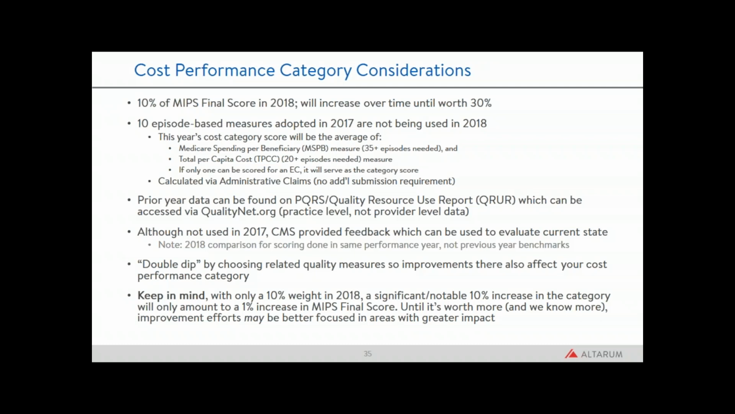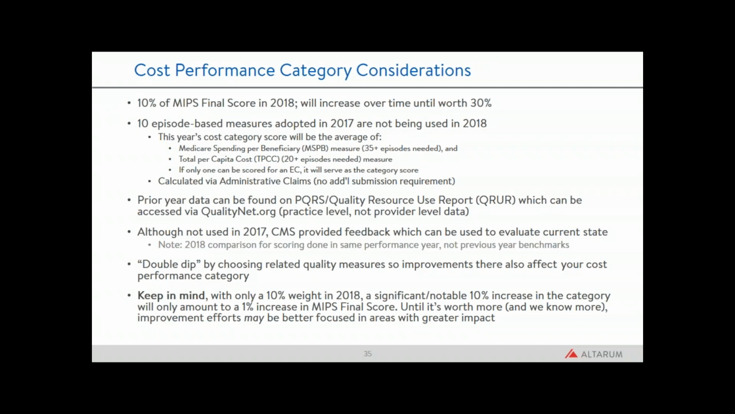And if neither one of them is applicable to a provider, which we absolutely do see as well, this year we'll see that 10% shift back to quality. So if that happens, your quality score would be worth 60% of your MIPS final score as opposed to 50%. This is calculated off of administrative claims. So there's no additional submission requirement there. CMS is looking in the background, and all of those Medicare claims that you're submitting, you are being assessed on each of those measures if they apply to you.